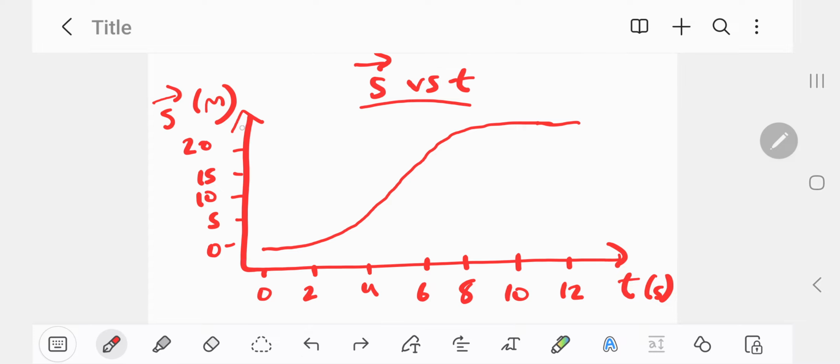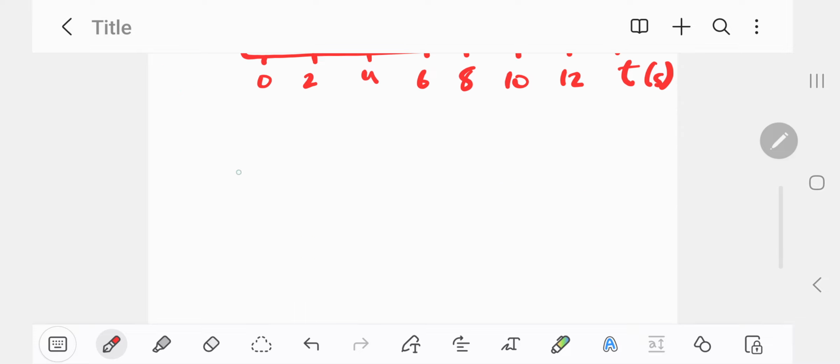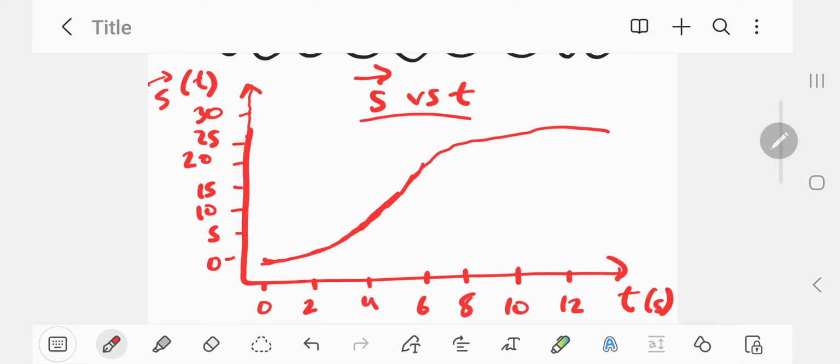I'm not good at drawing graphs, let me tell you. Okay, we'll go up to, let's say, 30. Okay, something like this. So it's a curve here, then it lines up in a straight line, and then it curves back up again, and it goes flat. Okay, I'm given this, and I need to go from this to a velocity time graph.